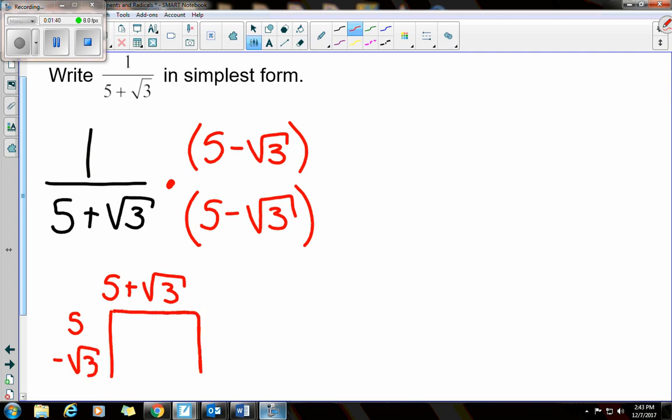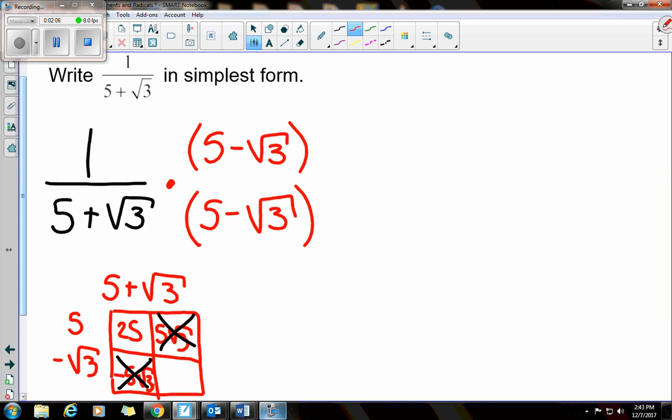okay, and you guys know my slight obsession for the box method. 5 times 5 gives me 25. We've got 5 root 3 here, and then we've got negative 5 root 3. Okay, so sweet, that's awesome for us because those roots will end up going away, right? That's always our goal, is to get those roots to go away when we multiply by the conjugate.